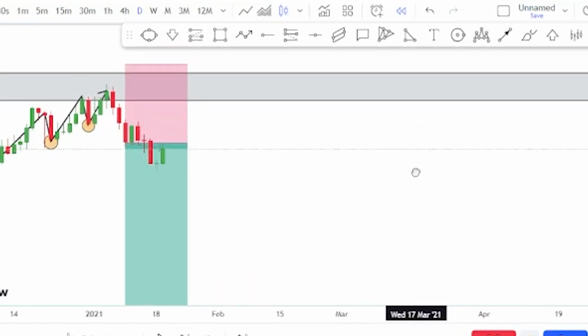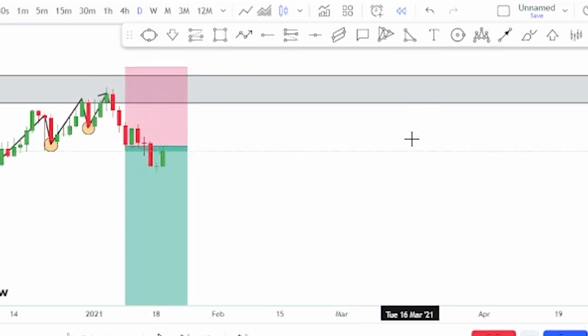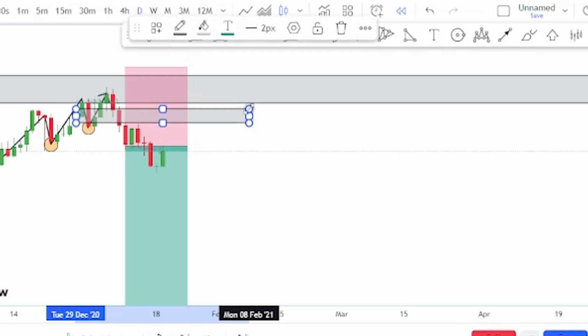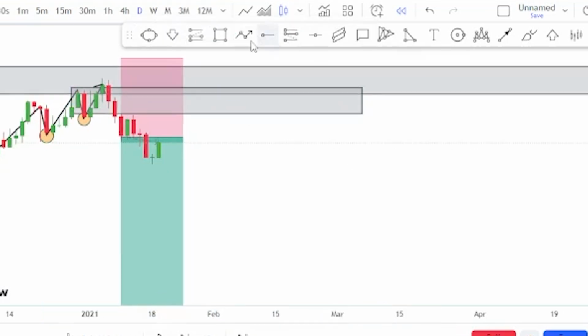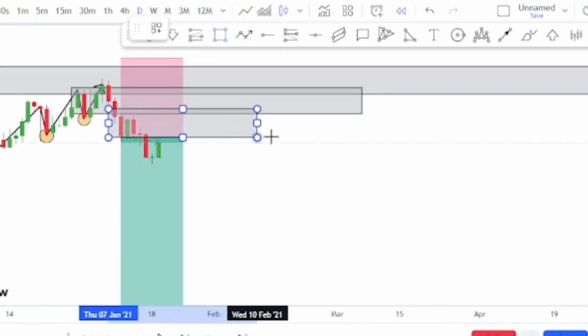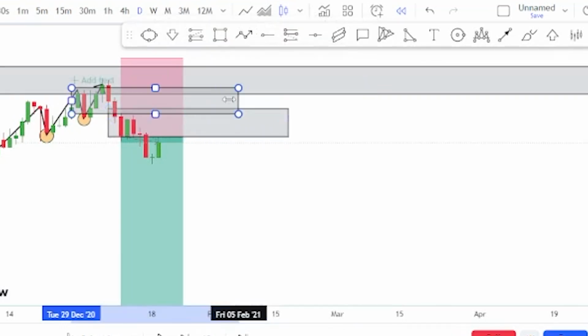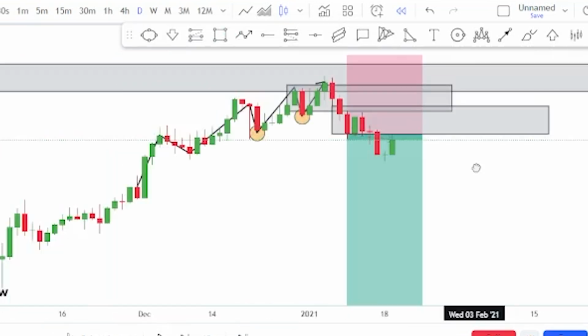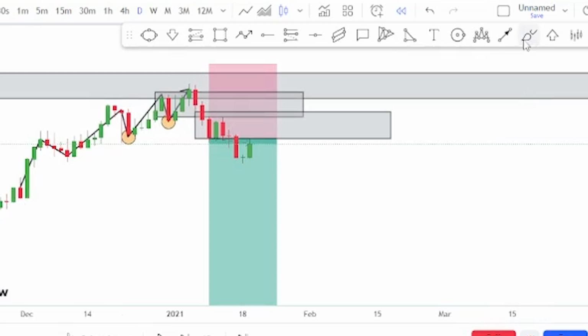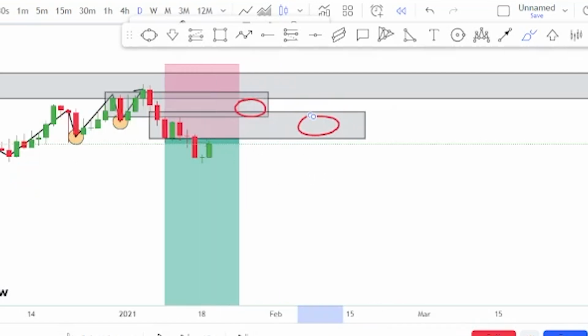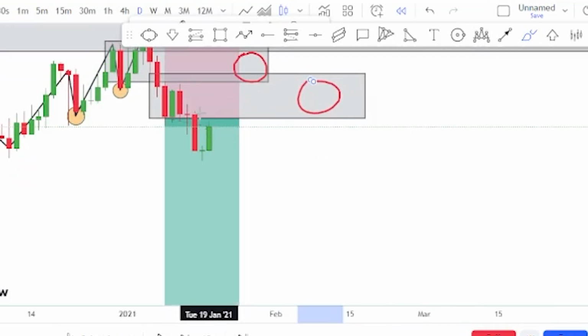So we have two areas to wait from. Okay, so this is an area of supply zone, this one. And also we have this area, which is also a supply zone. So if I'm waiting to take another entry for a sell, I will be waiting from these two areas. Okay? Let's see what the market is going to give us. Even here we started rejecting from this area.